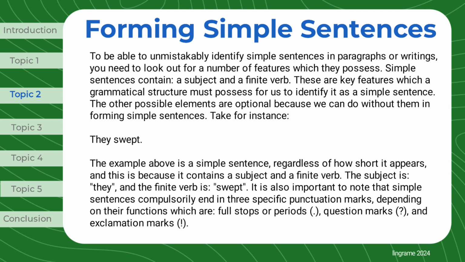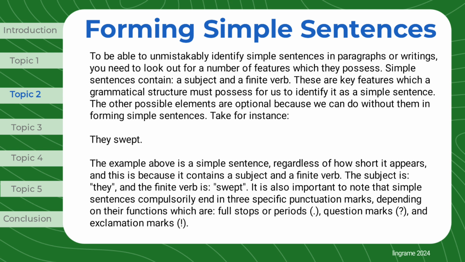Simple sentences contain a subject and a finite verb. These are key features which a grammatical structure must possess for us to identify it as a simple sentence. The other possible elements are optional because we can do without them in forming simple sentences. Take for instance, they swept. The example above is a simple sentence, regardless of how short it appears, and this is because it contains a subject and a finite verb. The subject is they, and their finite verb is swept.